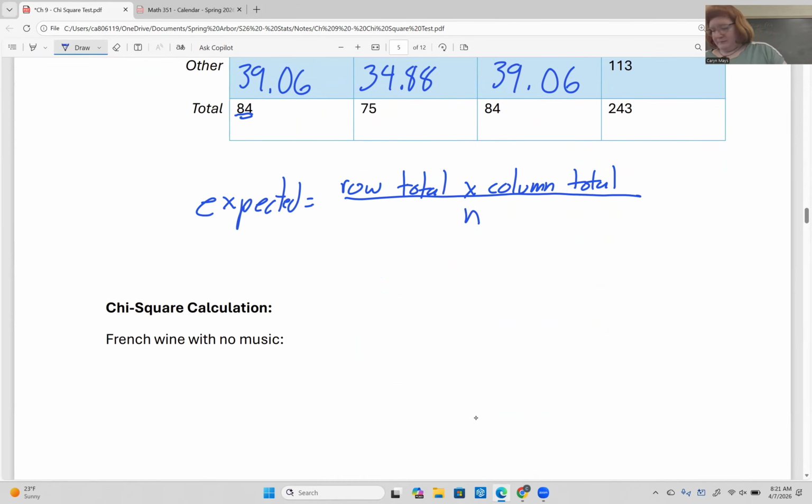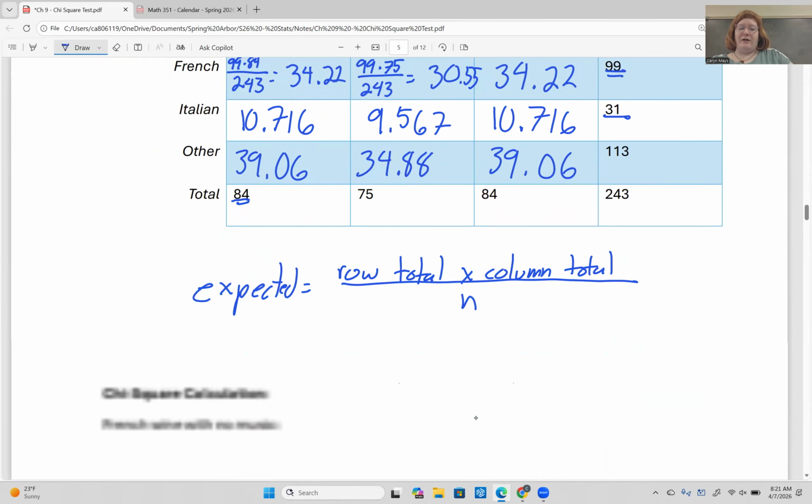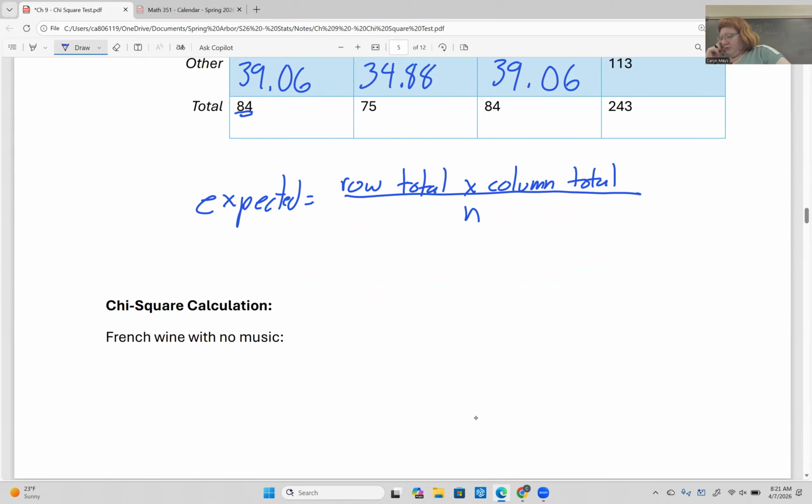So for an individual cell, how do I calculate that chi-square statistic? I'm saying without the sum portion. You have a formula for that one as well: observed minus expected, squared, over expected.